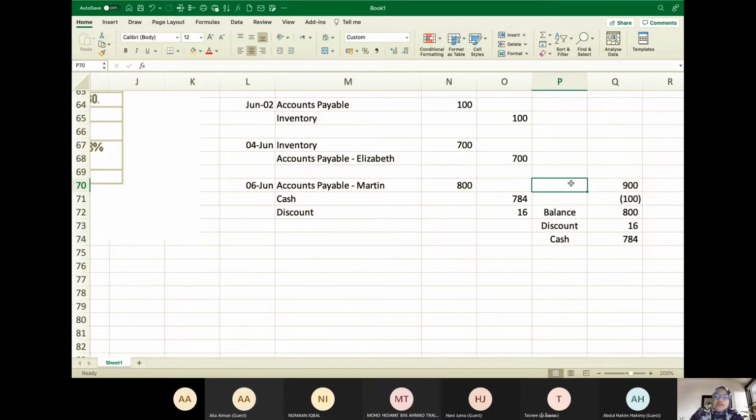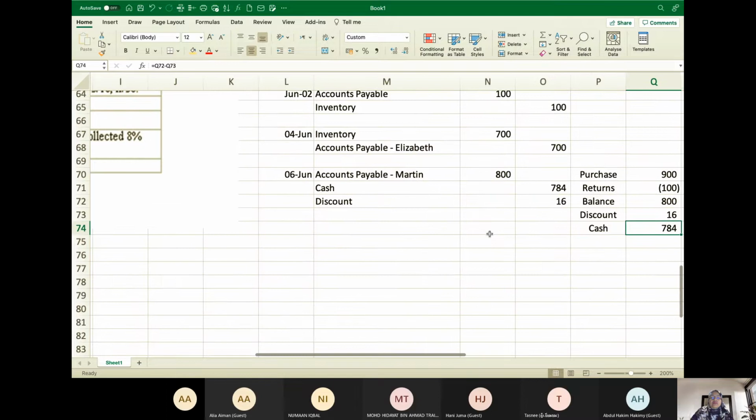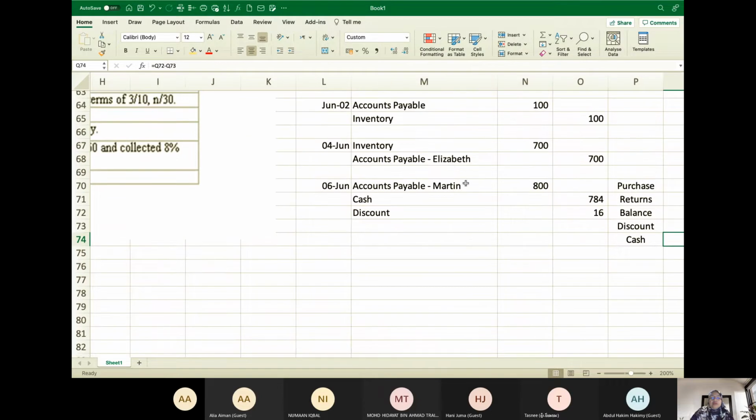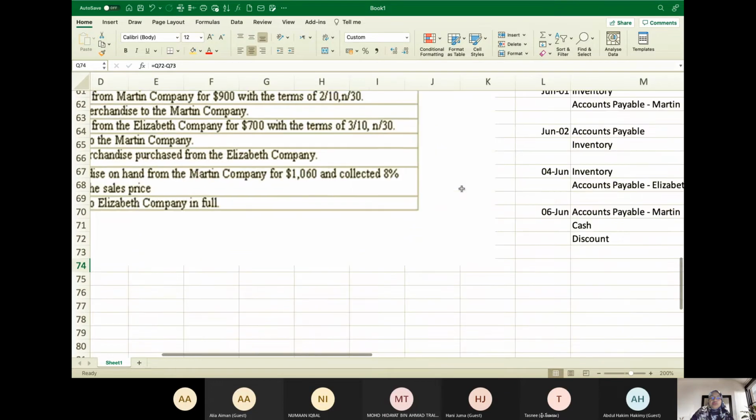So the initial purchase, that was the first purchase, and then there's the returns, and the balance is 800. So from that balance, you have a 2% discount, and you only pay 784. So that will be the entries for your payment of the amount due.